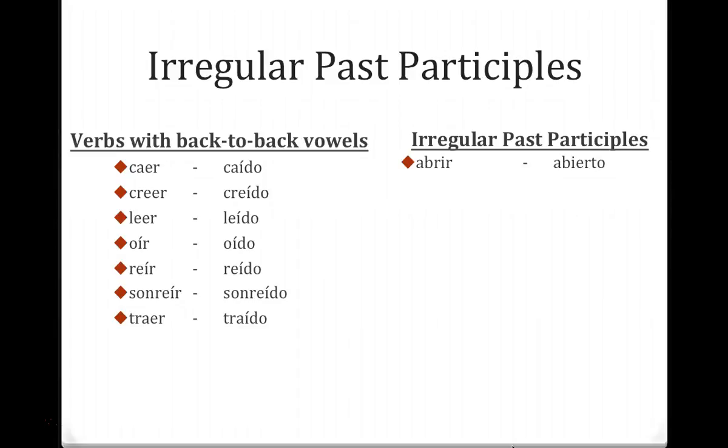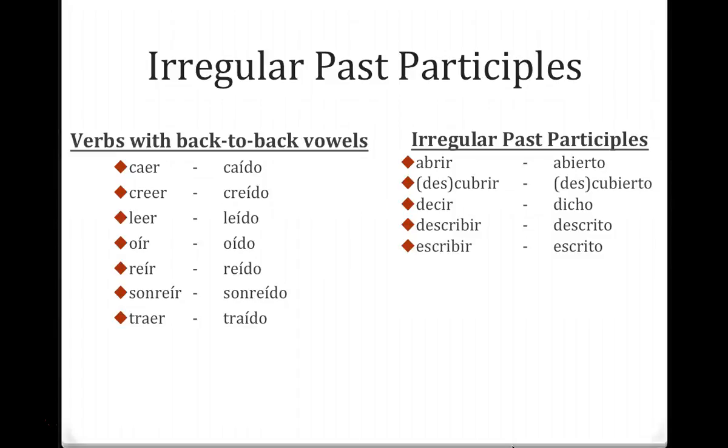Abrir, if you want to put that into the past participle form to say opened, it's abierto. Now we can use cubrir and change it into cubierto for covered. The same pattern applies for descubrir. If I want to say discovered, I would say descubierto. Said or told would be dicho. Described is descrito. Written, escrito. Made or done, hecho.